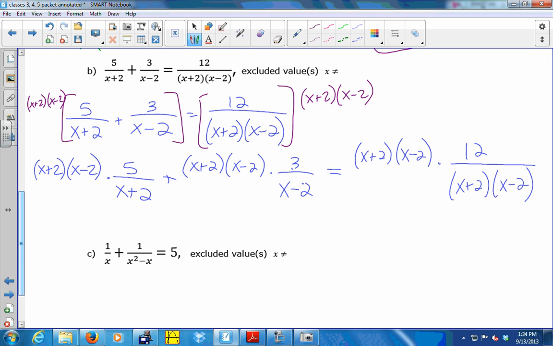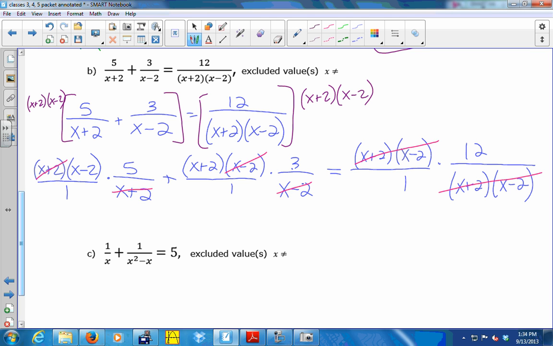All right, so now I do the fun part, which is the canceling. So remember, you can think of these guys as over 1 if that helps. And then anytime you have a factor that's the same on the top and the bottom, you can cancel it. So in my first term here, I have an x plus 2 on the bottom and an x plus 2 on top. And in the next term, I have an x minus 2 on the bottom and on top. And in the term on the right, I have x plus 2, x minus 2 on the top and the bottom, and that all cancels.